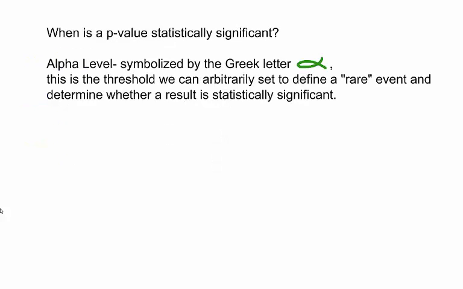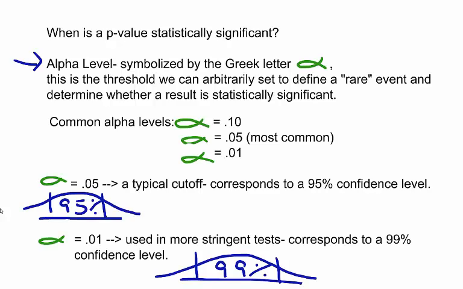When is a p-value statistically significant? To determine this, we use what's called an alpha level. Symbolized by the Greek letter alpha, this is the threshold we can arbitrarily set to define a rare event and determine whether a result is statistically significant. Common alpha levels are 10%, 5%, or 1%. They're generally represented in their decimal form, and 5% is the most common.